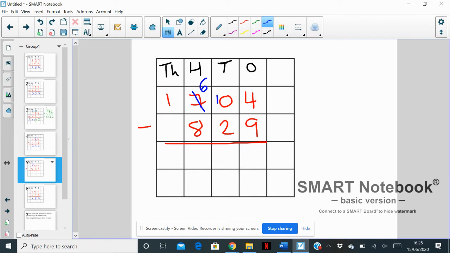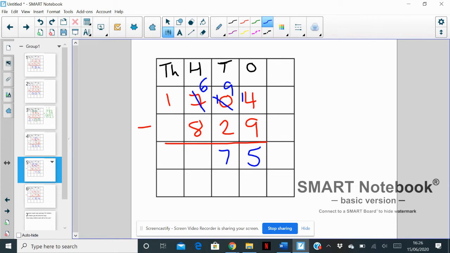Now I'm going to take one of those tens away. So there aren't 10 anymore, there'll be 9. And I'm going to regroup it as 10 ones. I've now got 14 in my ones. 14 subtract 9 is 5. Okay, now I can do my subtraction in my tens column. I've got 9 tens take away 2 tens, which is 7 tens.